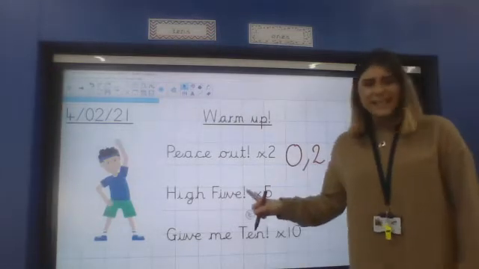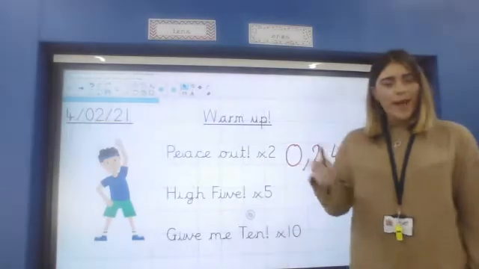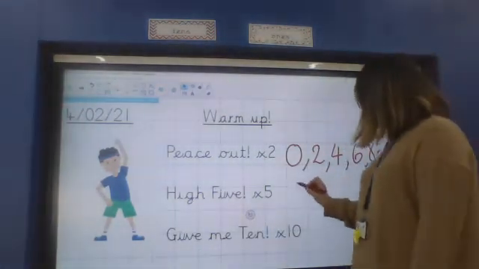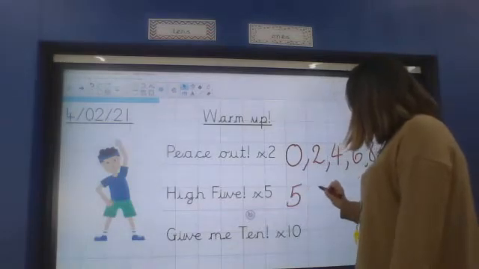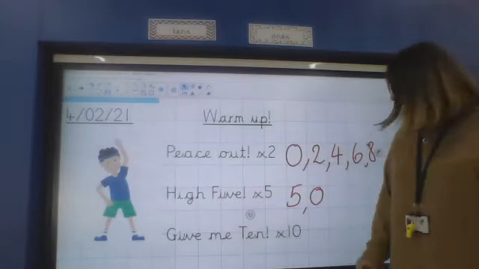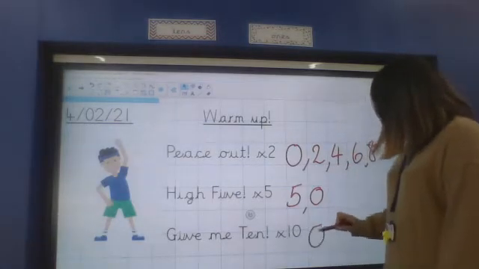Okay, so what about when we're counting in 5s? What's the pattern when we are counting in 5s? Must end in 5 or a 0. And a nice easy one when we're counting in 10s: 10s must end in 0.